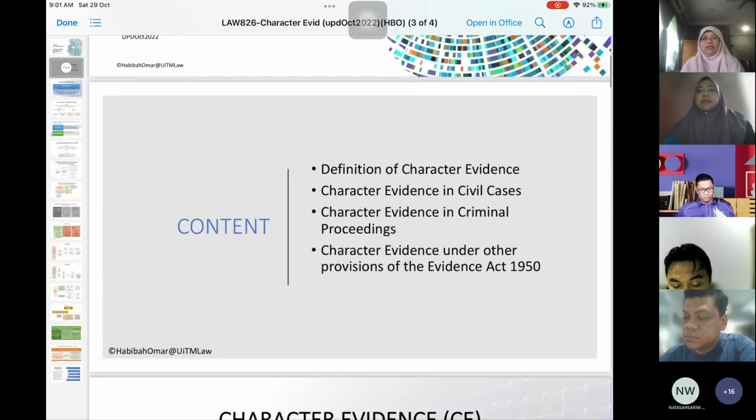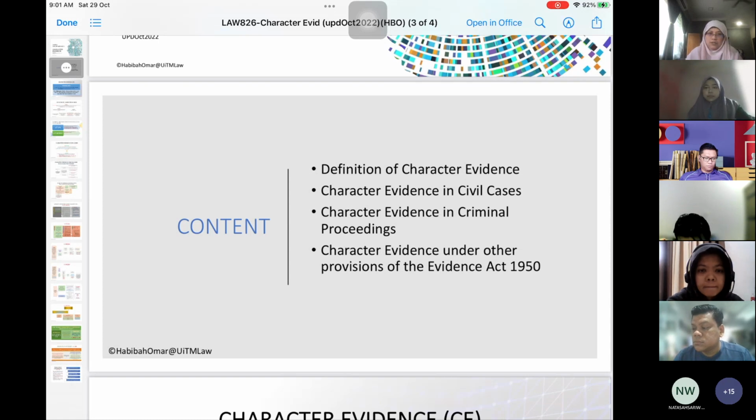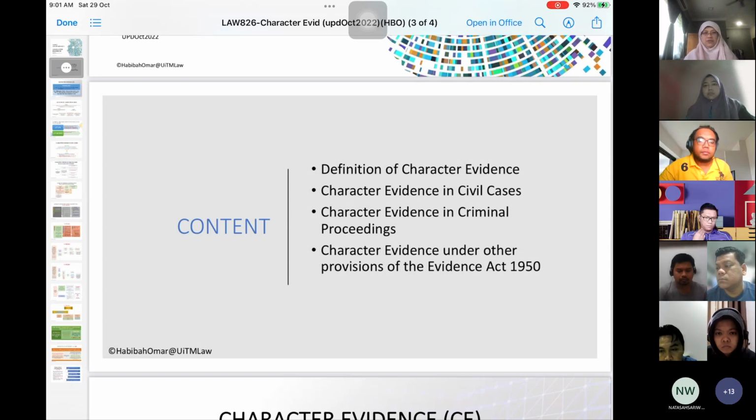Now, what will be the content of our discussion on character evidence? Number one, we will discuss what character evidence actually is, what is meant by character evidence. Very briefly, we will discuss character evidence in civil cases. Then we are going to focus more on character evidence in criminal proceedings. And then we will look at character evidence under other provisions of the Evidence Act. Okay, this will be our focus.